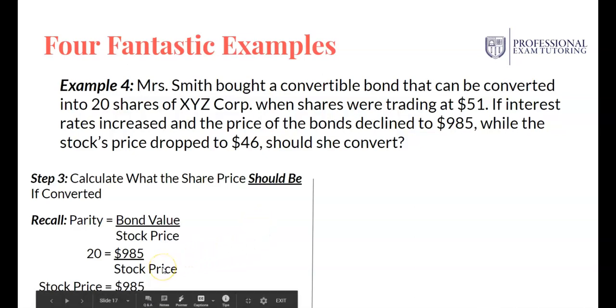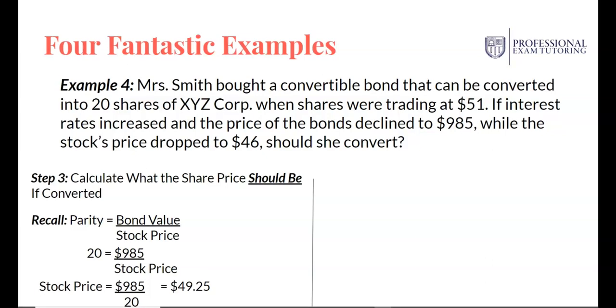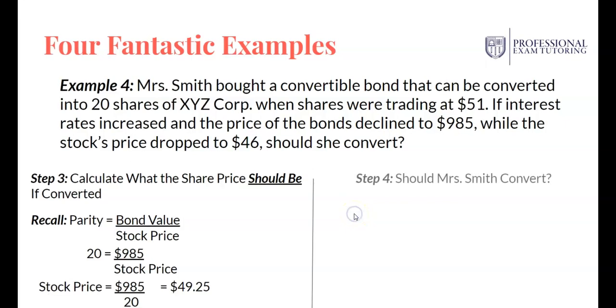We take the stock price and we want to isolate it, so we move it over to the left hand side. We take the 20, we bring it underneath the 985 so that we can keep the stock price on the left hand side and create the formula on the right hand side. So we have 985 divided by 20, which gets us to $49.25. Okay, so we have $49.25 as our answer here in terms of what the stock price should be when the bond's value is at $985.